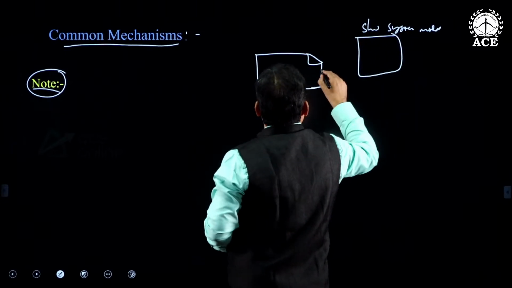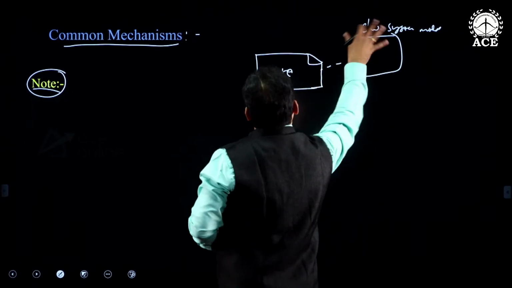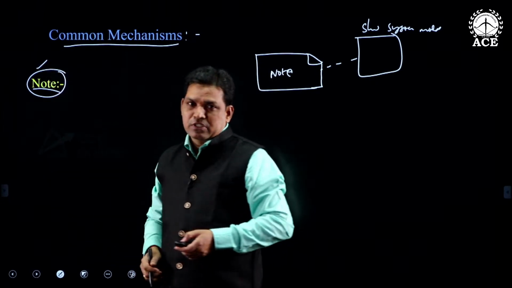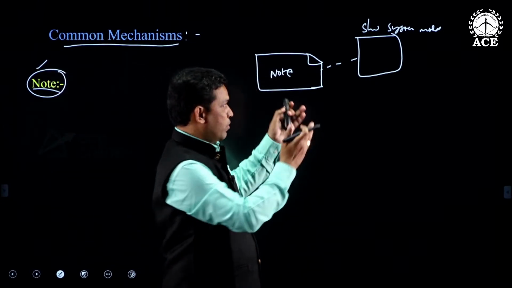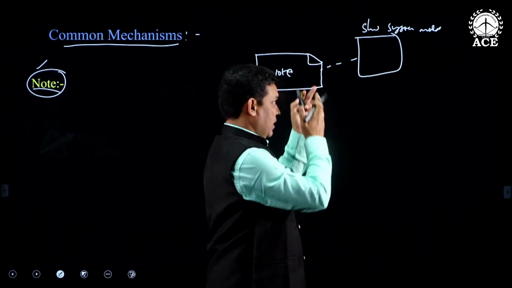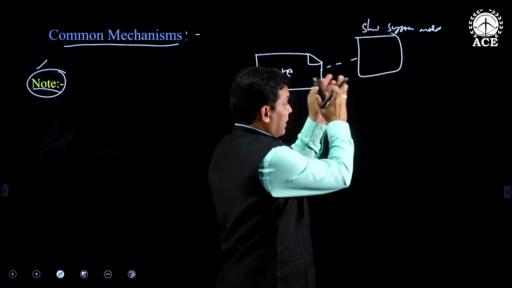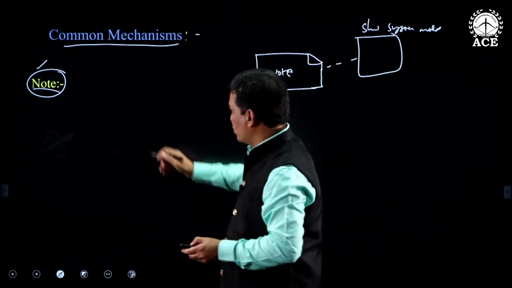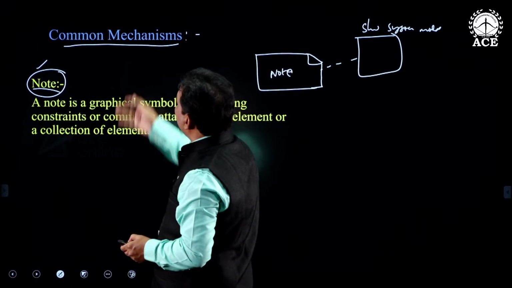For this model, if you want to give some comment or description about it, we are going to use this note. That is the purpose of a note: giving comments about that particular model so that other designers can easily understand what exactly the model is talking about. So a description about that particular model can be given by using this note, which we call common mechanisms.